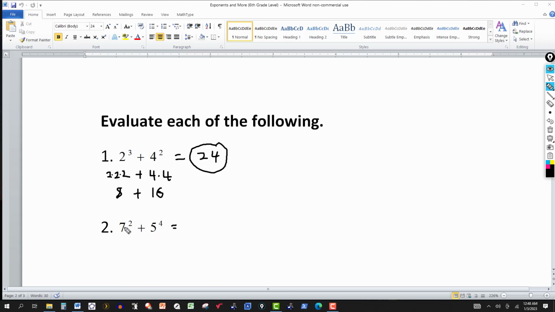Next one, 7 squared plus 5 to the fourth. So first you have to figure out what these numbers are, and then you just do regular addition. So 7 squared means 7 times 7. 7 times 7 is 49. And then 5 to the fourth means 4 factors of 5. The base is 5.